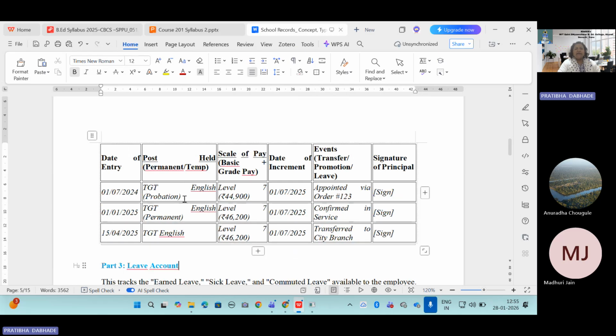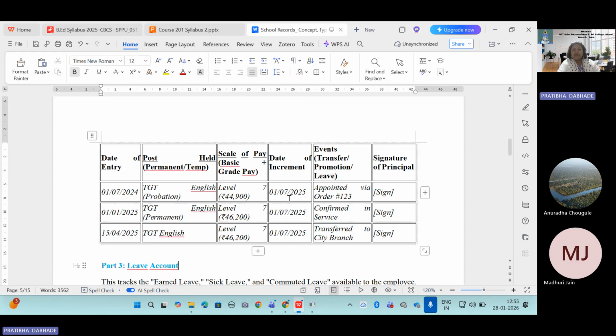You can see the particular teacher is appointed as a TGT English teacher on the probation period. Clearly, it is mentioned in the service book that the teacher is on probation. Maybe it is for 1 year, right? So when he has joined, maybe for 6 months, or 4 months, whatever that particular institution has decided, right? Even the pay scale, the basic and grade pay, according to the seventh pay scale, you can see the salary given over here.